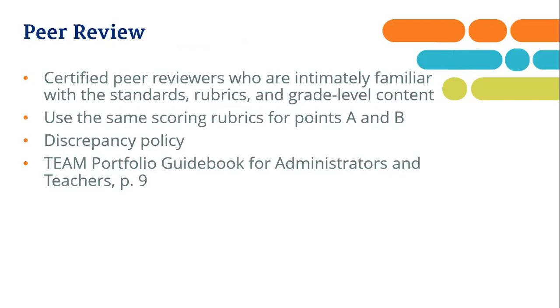If a discrepancy of more than one performance level exists between the teacher's score and peer reviewer score for the average of a collection, a second peer reviewer scores the collection. If the second peer reviewer score is in consensus with either the teacher or the first peer reviewer, the score in consensus stands. If there is no consensus of scores between the teacher, the first peer reviewer, or the second peer reviewer, then an expert reviewer conducts the final scoring. This information is detailed in the Team Portfolio Guidebook for Administrators and Teachers on page 9.